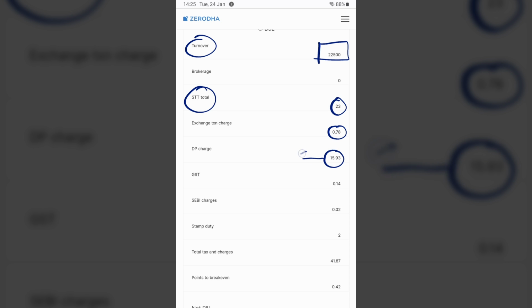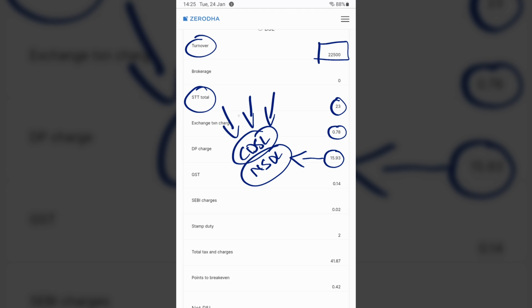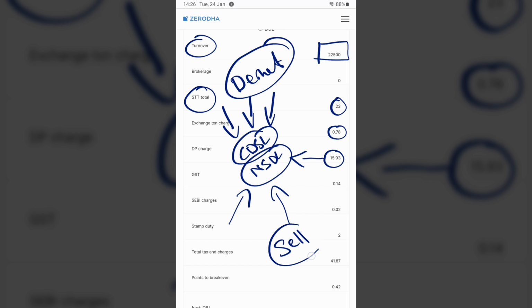Now understand DP charges. DP charges is basically CDSL or NSDL in some cases. They are your depository, your demat shares are kept with them. For safely keeping your shares in there, whenever you sell your stocks, they charge a fee to you, which is shown over here. So if you do not sell, while buying, you will not pay this, and this is a fixed cost for every sell transaction.